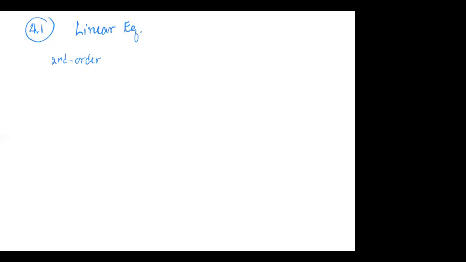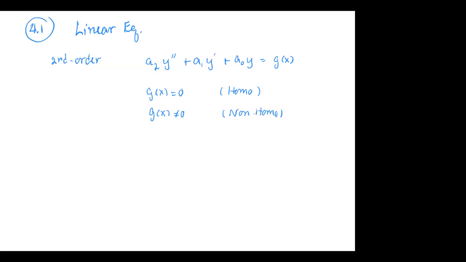linear, it could be in the form of A2 y double prime plus A1 y prime plus A0 y equals g(x). Okay, if g(x) equals 0, we call it the homogeneous equation. If g(x) is not 0, it's called non-homogeneous. And the coefficients A1, A2, and A0 could be functions. So A0, A1, A2. This is just for the second order.